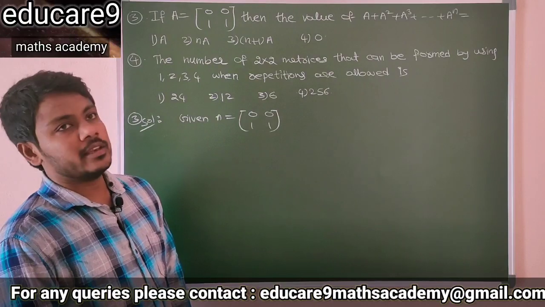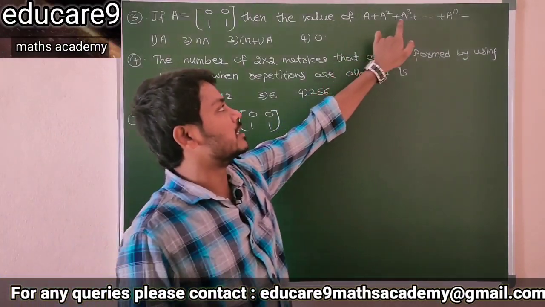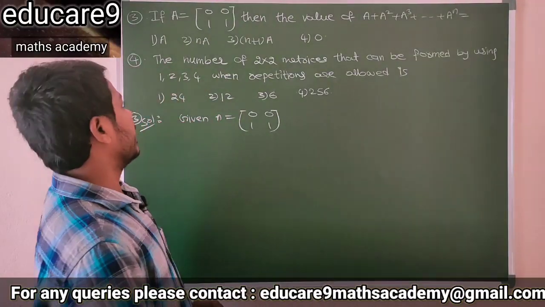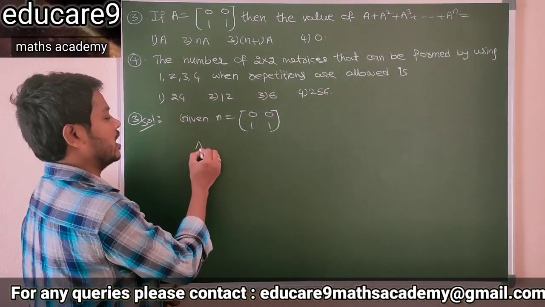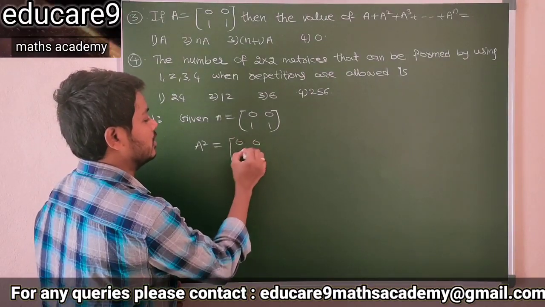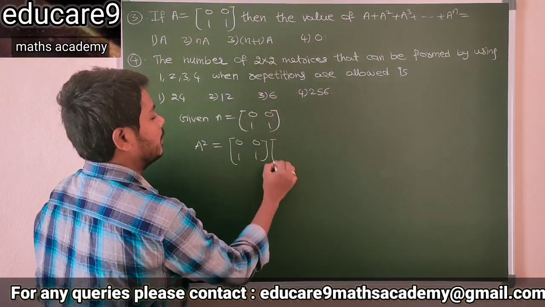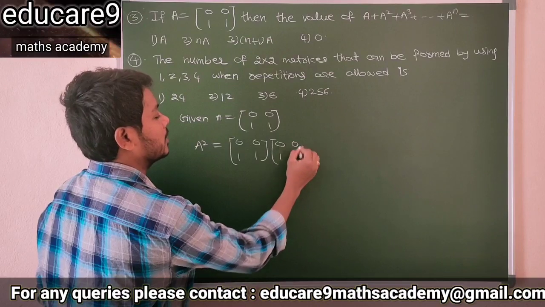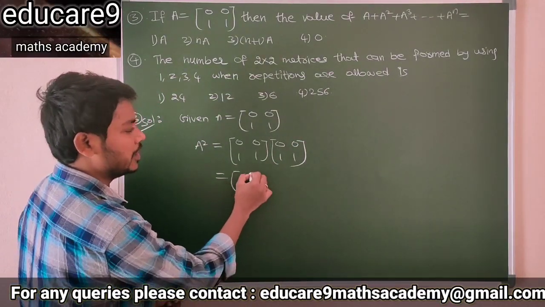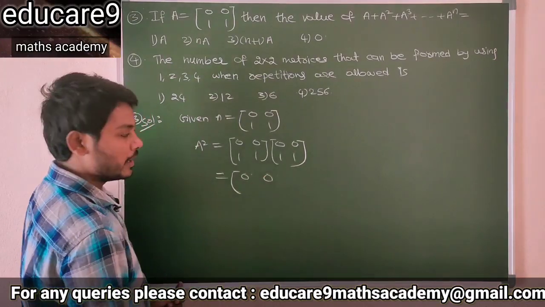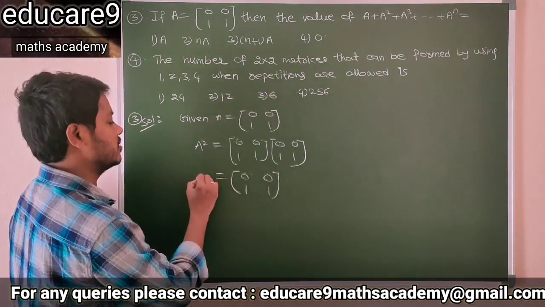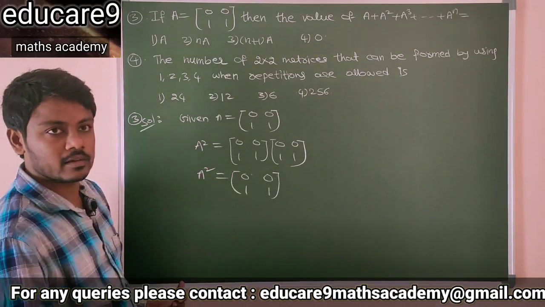So see the next one. A is given, then the value of A plus A square plus and so on up to A power n is what? So here find A square. So what do you get? [0 0; 1 1] into [0 0; 1 1]. So clearly this is [0 0; 1 1]. This is what? A square.